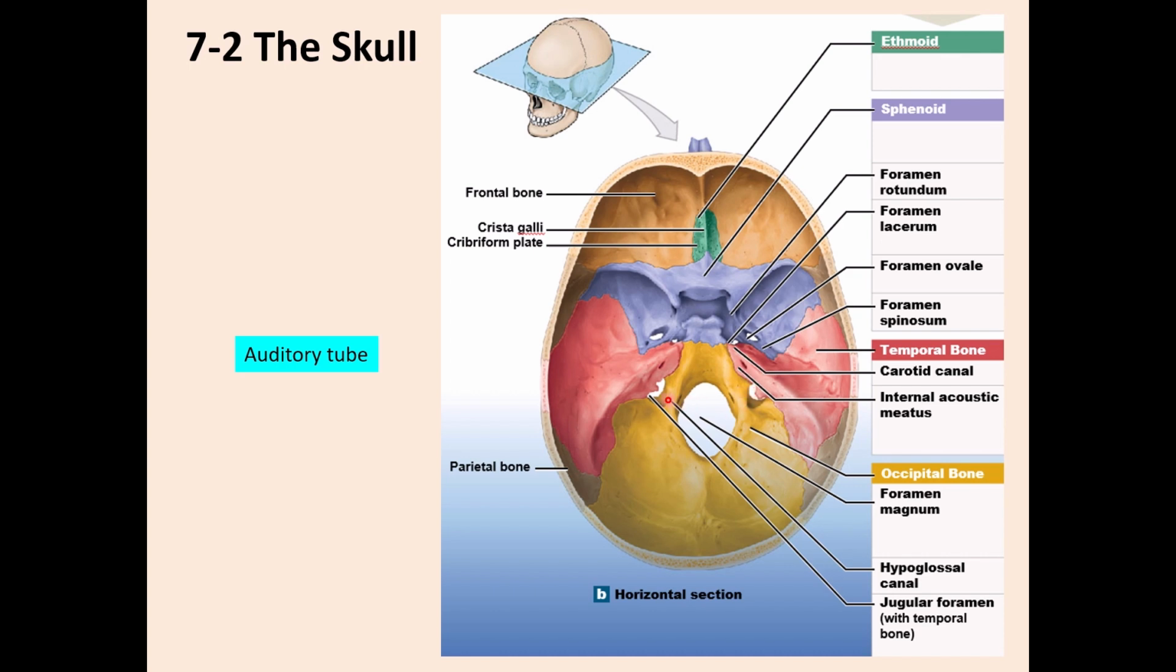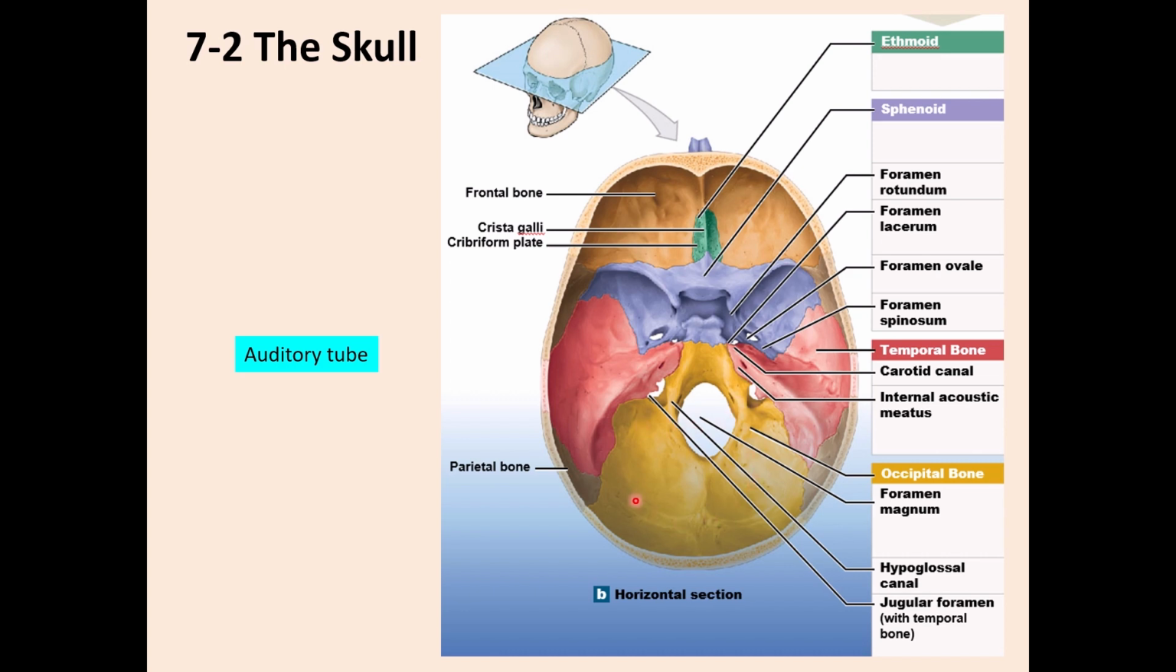And this is the jugular foramen, and you can see it's located between the temporal and occipital bones. The jugular vein passes through that. Also cranial nerves 9, 10, and 11 pass through the jugular foramen. So lots of things.